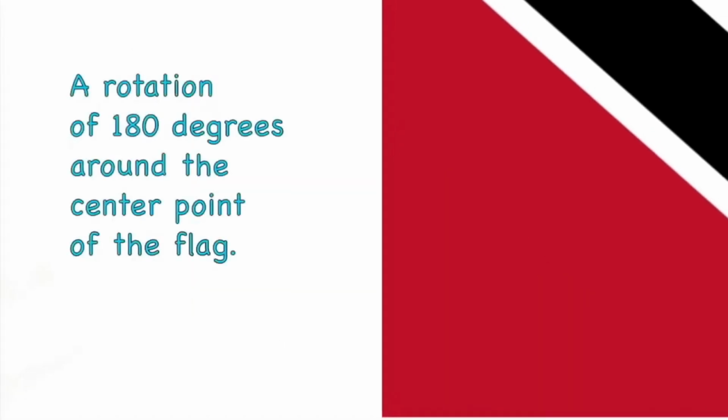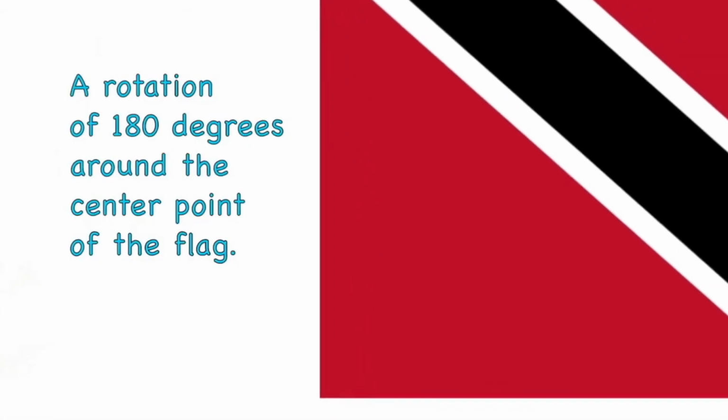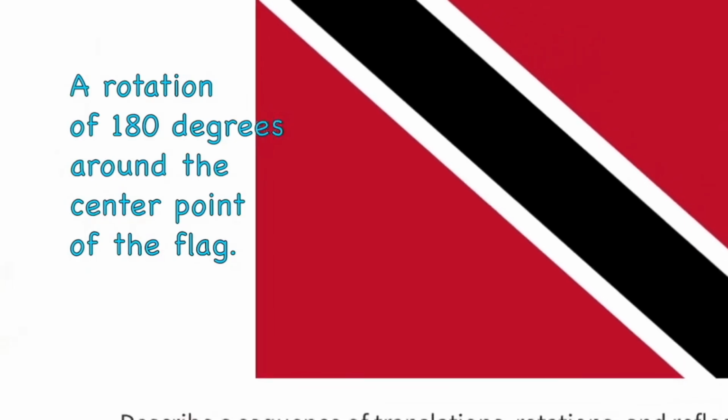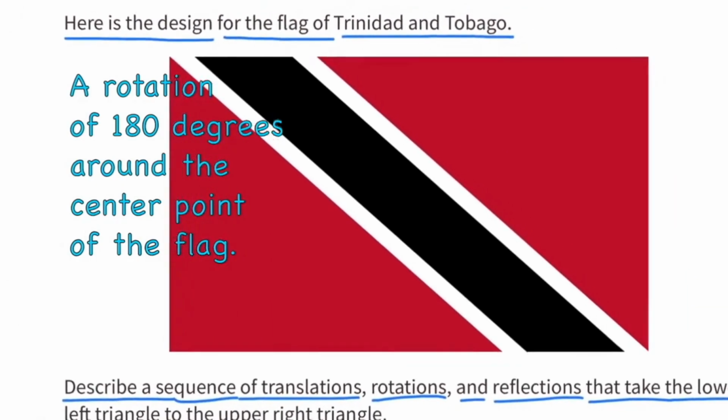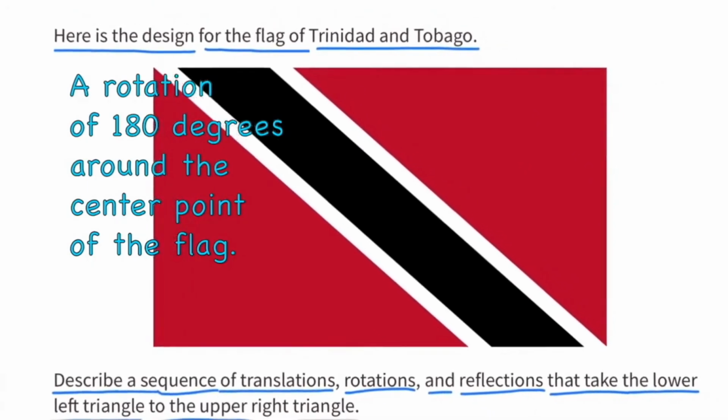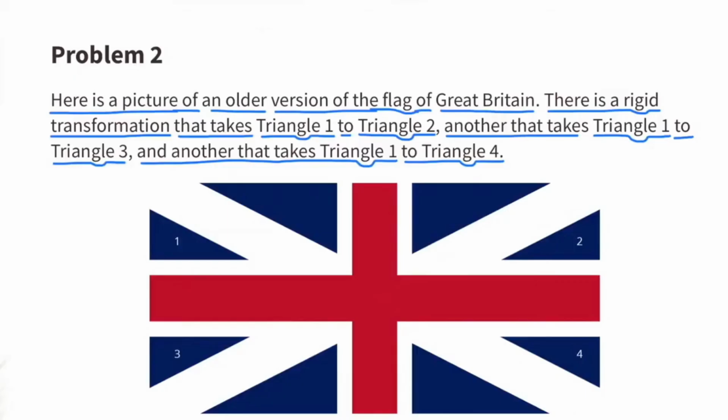A rotation of 180 degrees around the center point of the flag would take you from the triangle on the lower left to the triangle on the upper right. Number 2. Here is a picture of an older version of the flag of Great Britain. There is a rigid transformation that takes triangle 1 to triangle 2, another that takes triangle 1 to triangle 3, and another that takes triangle 1 to triangle 4.